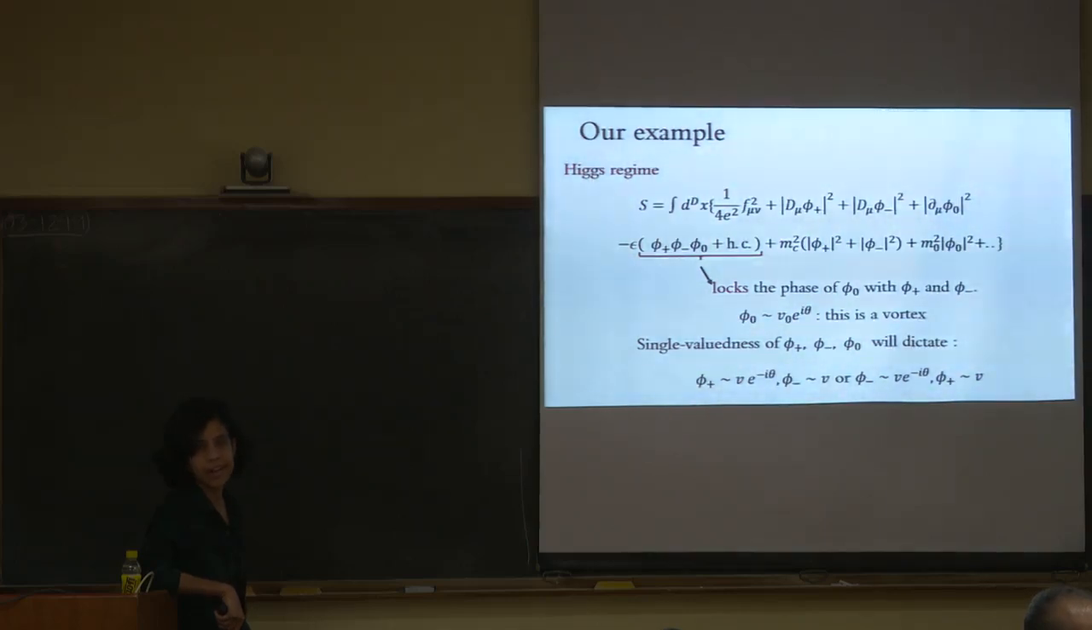Yeah, you can't have half. But phi naught is charged 2, right? Under the global symmetry, yes. Whereas phi plus and phi minus is not charged under the global symmetry. So a single winding of phi naught is like 2 windings of phi plus, right? No. Just look at that. It's phi plus, phi naught.